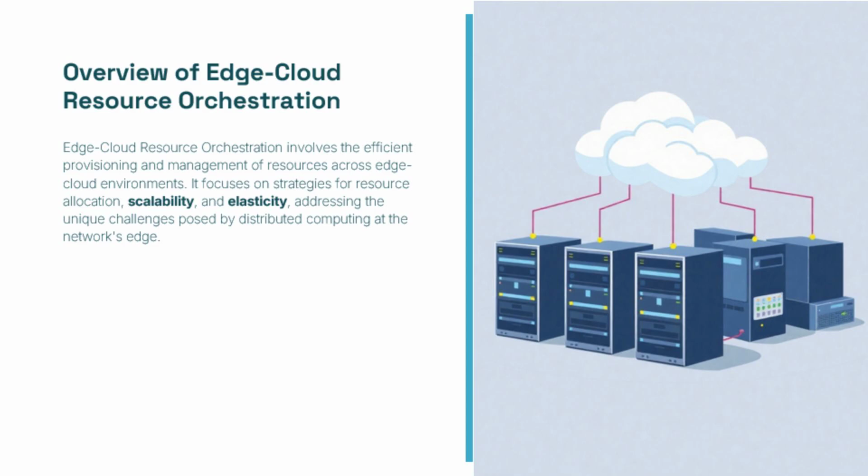Overview of Edge Cloud resource orchestration. Before diving into dynamic resource management, let's briefly recap the fundamental concepts of Edge Cloud resource orchestration. Edge Cloud resource orchestration is the process of efficiently provisioning and managing resources in Edge Cloud environments. It involves developing strategies for resource allocation, scalability, and elasticity to address the unique challenges of distributed computing at the edge of the network.